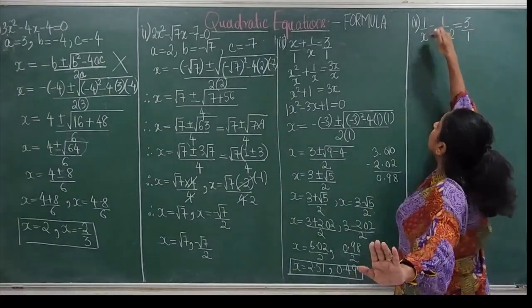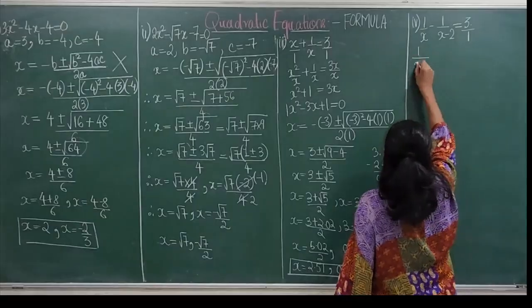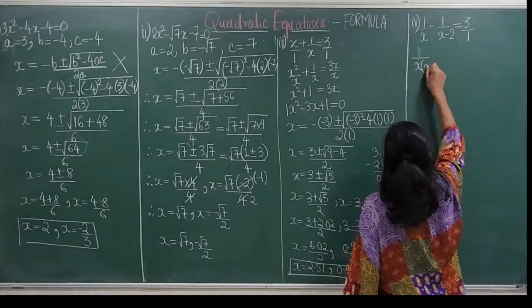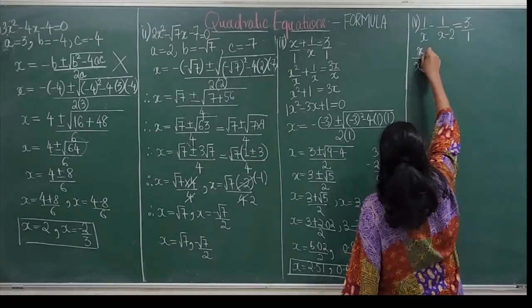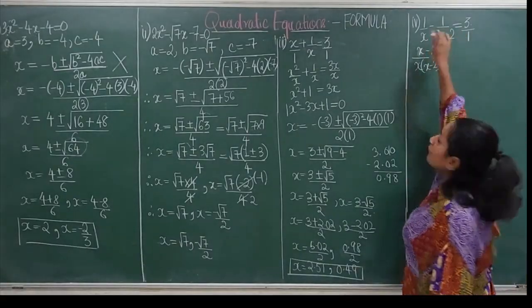So the denominator and numerator have to be multiplied by x minus 2. So 1 upon x will be x into x minus 2, and 1 will get multiplied by x minus 2, so it becomes x minus 2. This is your first term.